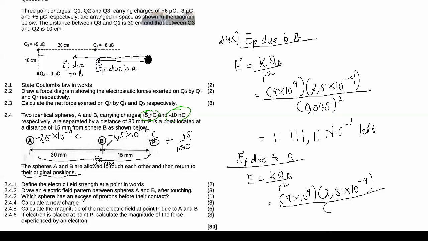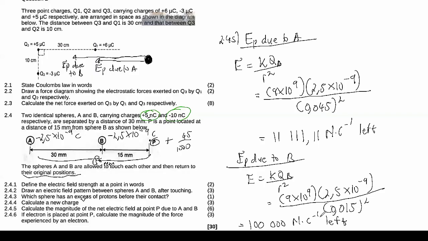Then what is the distance now between B to P? So we have that 15, and then we know very well that we should say 15 divided by what? 1,000. So this gives us 0.015 and then square. Now when we punch all that into our calculator, we get 100,000. So that's 100,000 Newton per Coulomb. And to which direction? It is going to the left as well, right? So it is going to the left.